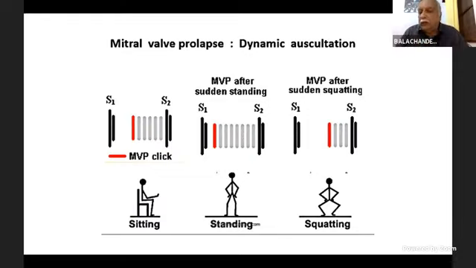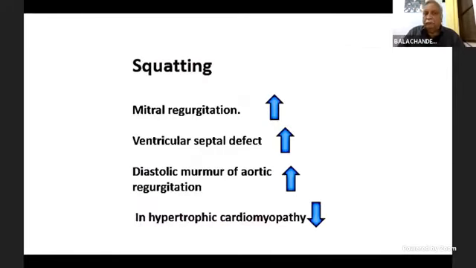It doesn't become louder. What happens is that the click moves closer to first heart sound. The murmur becomes more pansystolic. And when it squats, the click moves away from the first heart sound and the murmur becomes short. So typical late systolic murmur can be obtained from squatting. So this is a difference, that where there you will get increase in the intensity of the murmur, here the murmur will remain the same. And this is an important point for differentiation in dynamic auscultation.